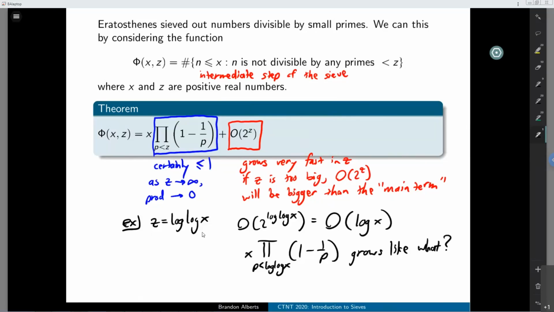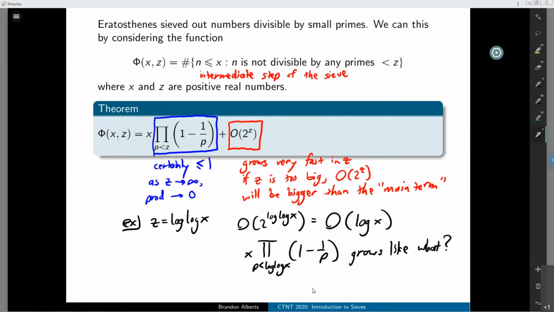And so I put down this example. An example for this theorem that would work is if you picked z equals log x, because then the error term, 2 to the log x, grows like log x, which is pretty small. And so then the main term would look something like this. If you eliminate the multiples of all primes below log x, you have asymptotically this many integers remaining that are less than or equal to x. We'll talk a little bit later today about what this product looks like, and we'll be able to describe the growth rate of this main term using just differentiable functions.